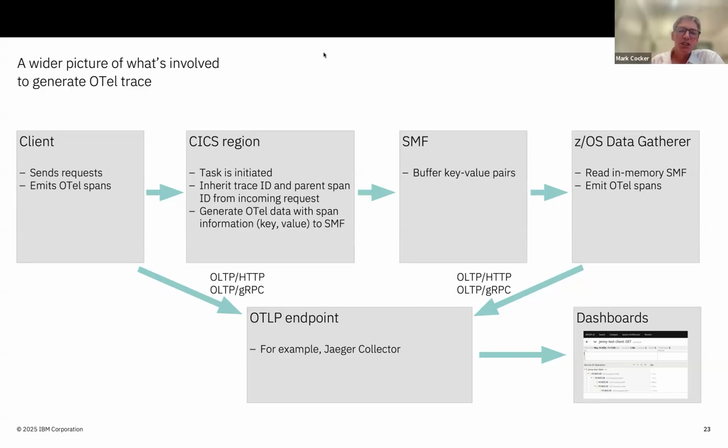And in this case, CICS is using SMF as a temporary mechanism to then send that data to a backend environment. And then a z/OS component referred to as the z/OS data gatherer reads those records in from SMF and writes them out in an asynchronous way to the OTel backend. And that means CICS can be fast and furious. It can get through the workload if there are failures in emitting and formatting or connecting to the OTel backend.